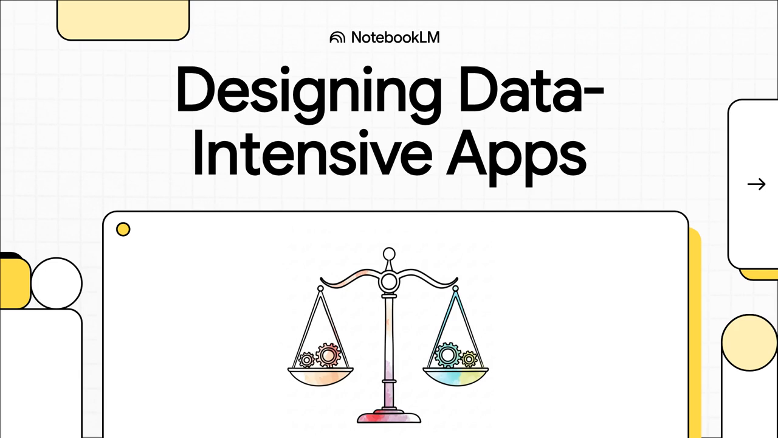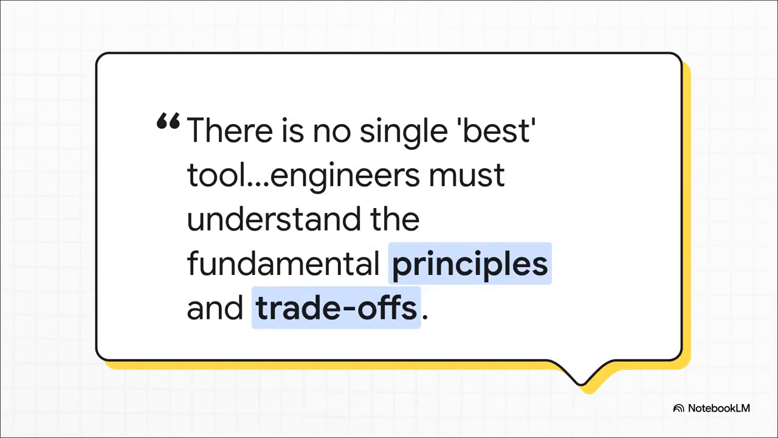Okay, so right out of the gate, Kleppmann lays it all out. This book isn't about finding some magical one-size-fits-all database. It's really about a whole philosophy. The core idea? Every single choice you make is a trade-off. There's no free lunch, and the only way to make good choices is to understand what's really happening under the hood.